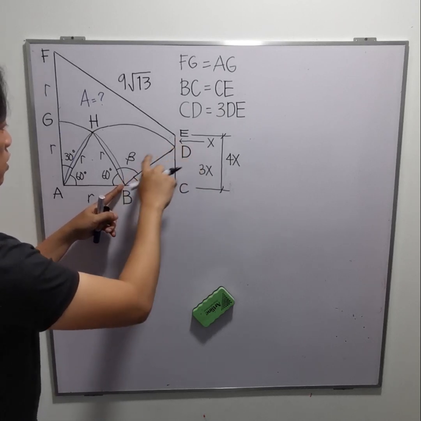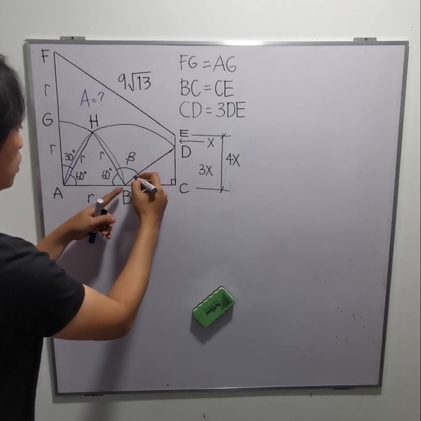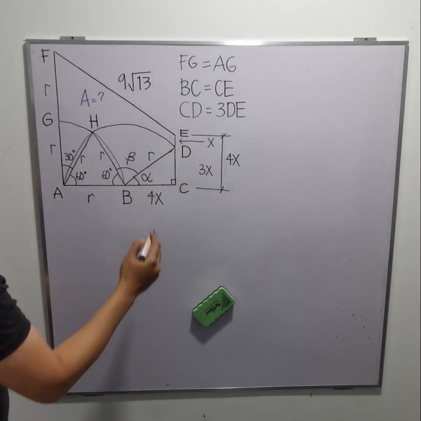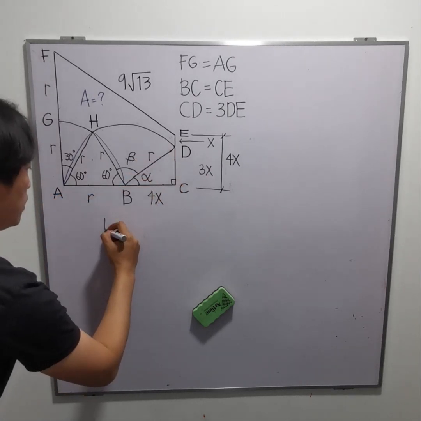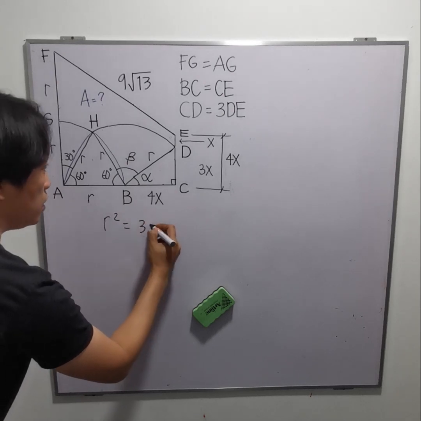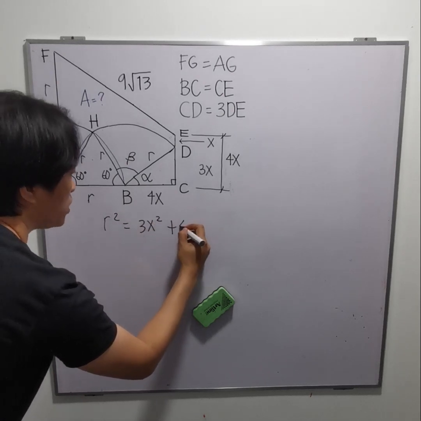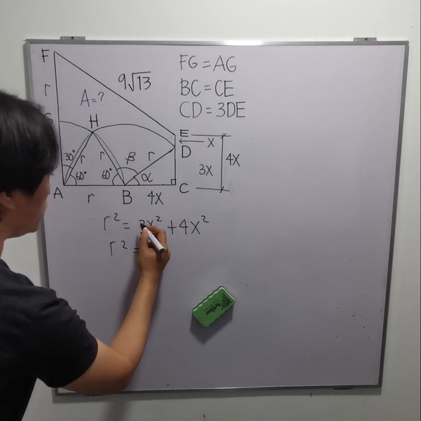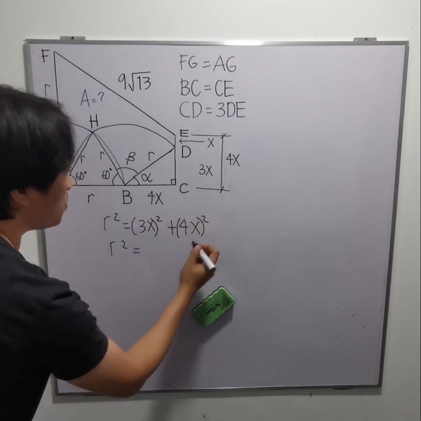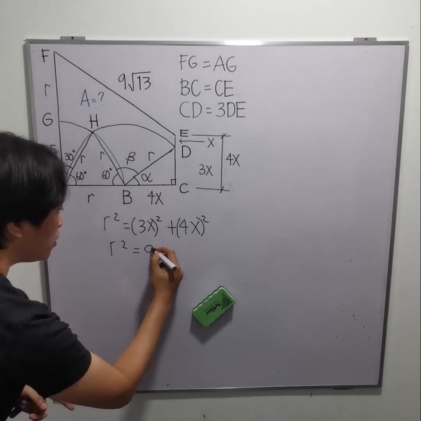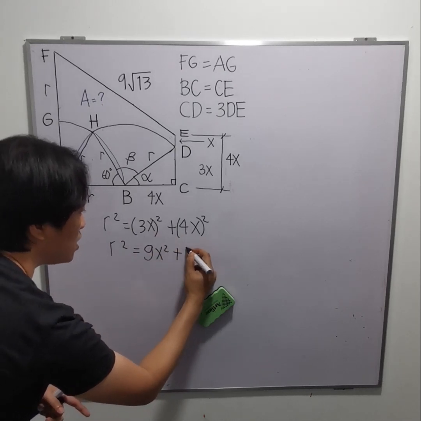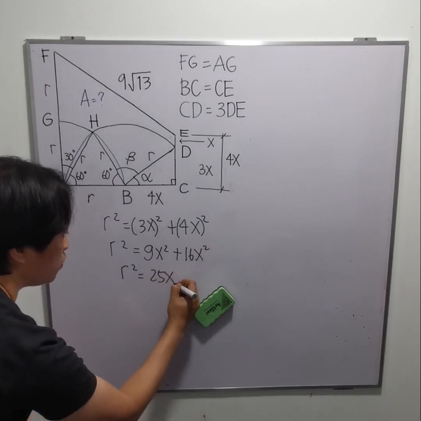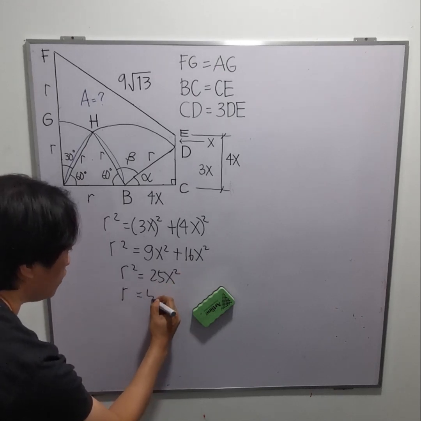But we also have this length. What's this length equal to? This is just from the center to the arc, so it is equal to the radius. So we have r squared equal to (3x) squared plus (4x) squared by the Pythagorean theorem. So we have 9x squared plus 16x squared, so r squared is equal to 25x squared. So r is equal to 5x.